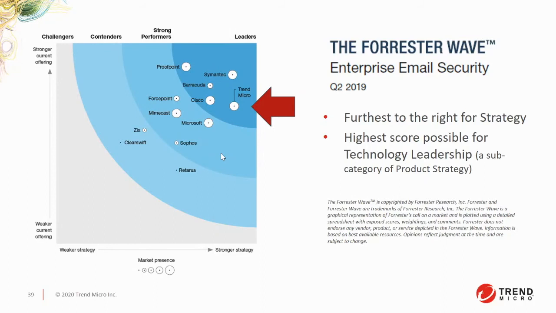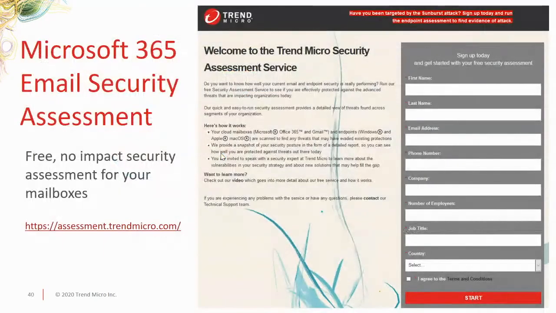Trend Micro email security has been recognized by the Forrester Wave as a leader in their last report in Q2 2019. We provide an email security assessment and endpoint assessment as well, where you can scan your Office 365 and Gmail mailboxes from this free service, in order to see if you have any malicious emails residing in your mailboxes. On top of that, you can also scan your endpoint with an executable that can be downloaded from this URL.